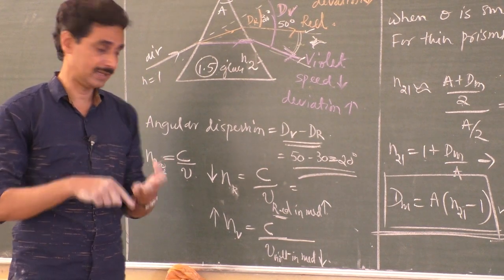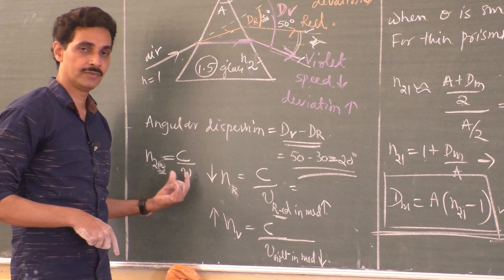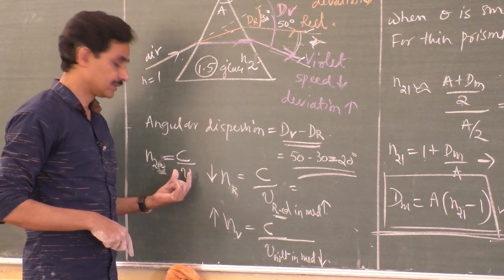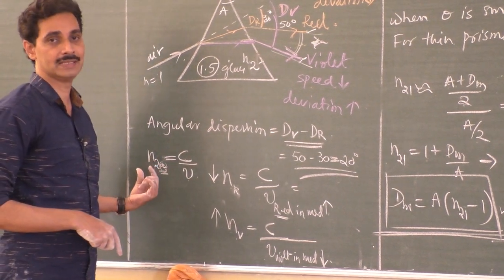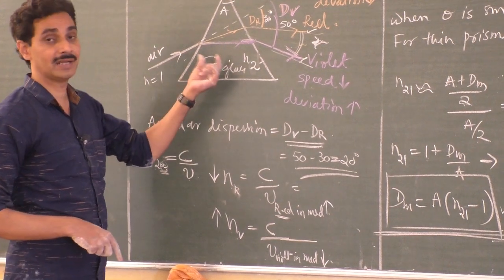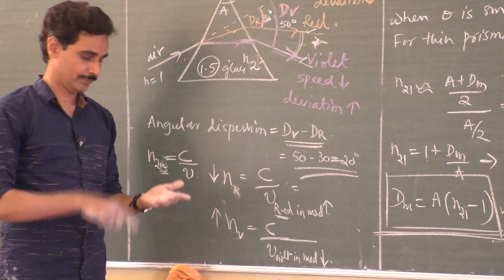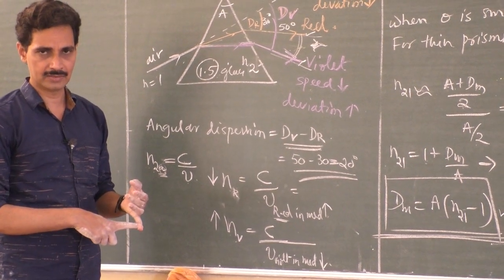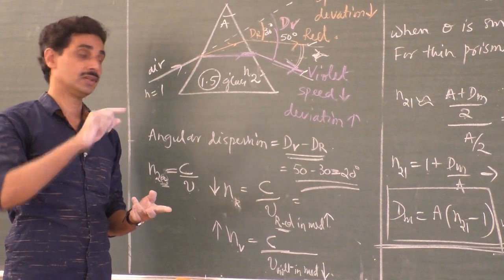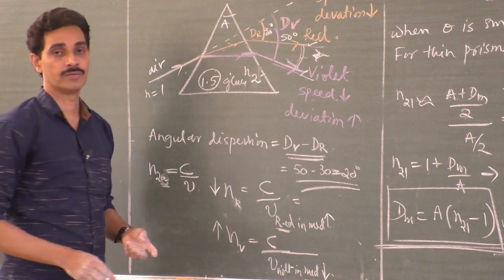Since its speed is highest, and speed comes in the denominator for the refractive index formula, the refractive index is least for red. For red color, the refractive index of this medium is least. Taking violet into picture now. Violet travels with the least speed, so refractive index is most and bending is most, right?